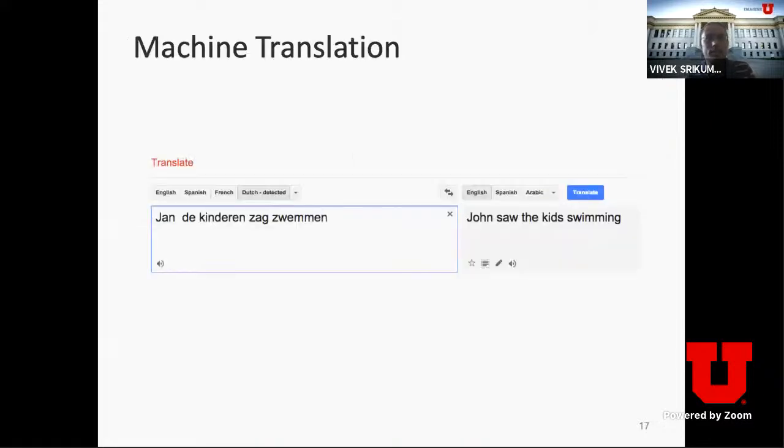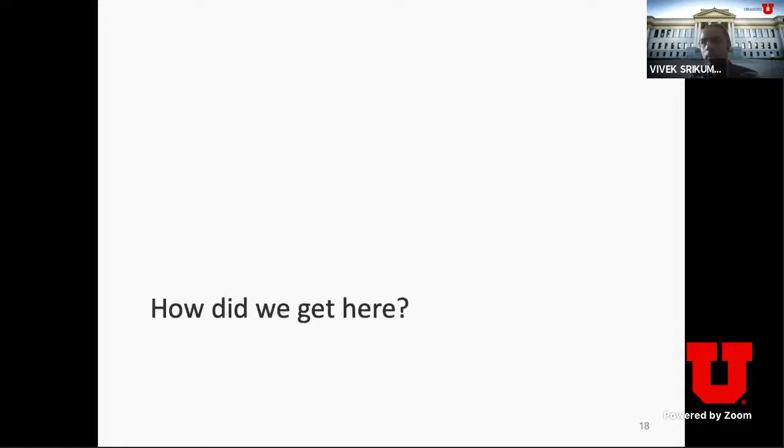You can go to Google Translate and give it that Dutch sentence, and it will correctly reorder the words and construct the corresponding English sentence. And you can actually use Google Translate to reasonably read newspaper articles that are written in a language that you can't even read the script of. That is so cool. So how did we get here?